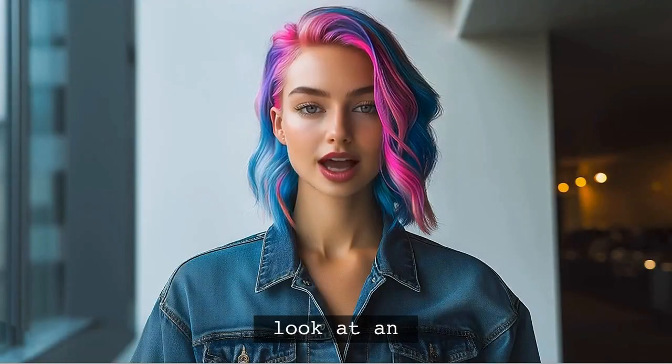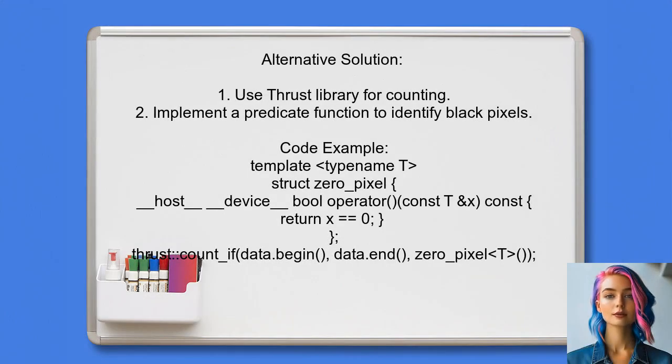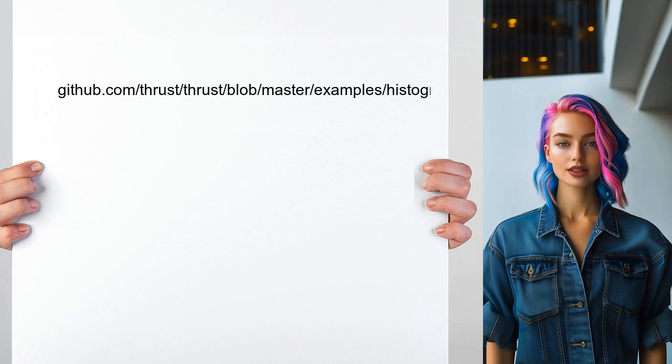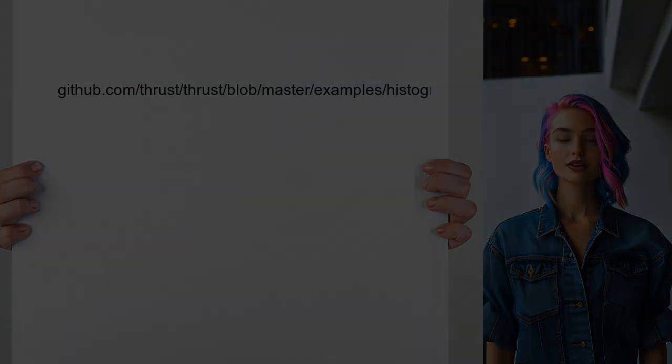Let's take a look at an answer from another user. An alternative approach suggests leveraging the thrust library for efficient pixel counting on the GPU. This library includes a count function that uses a predicate to determine which pixels to count. For example, you can create a custom predicate to check if a pixel is black. Additionally, the user mentions that you could linearize your pixel data for easier processing. If you're interested in a histogram approach, you can sort the pixels and then use a reduction by key to count occurrences of each unique pixel value.